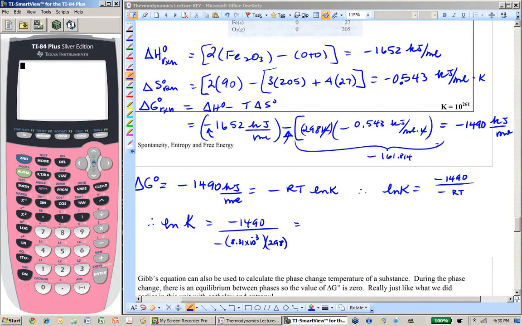So let's try that again. Negative 1490 divided by the proper numbers now. A negative 8.31 EE minus 3. Missed the minus. Minus 3 times 298. This is going to be a very different number now. Ah, yeah, 601. Therefore, K is equal to e to the 601.